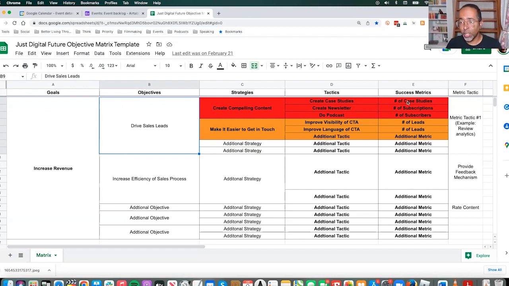Now, if you look at something here like number of case studies, that's actually a terrible metric because it tells you nothing about the objective. If I can make one case study that drives 10 sales leads, or I can make 10 case studies that don't drive any, the number of case studies doesn't tell me anything. But it's super easy to measure, so it feels like a good metric.